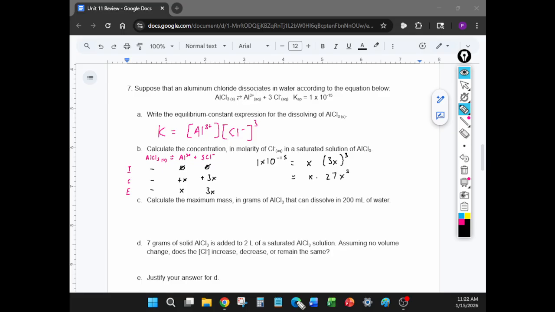Everybody good? That's the big mistake a lot of people make on this problem, is that they forget to cube everything. All right, so if we simplify that out, on the right side of the equation, we will get 27x to the power of 4. Okay, and that's what we need to simplify in order to figure out x. All right, so we need to find the fourth root of both sides.